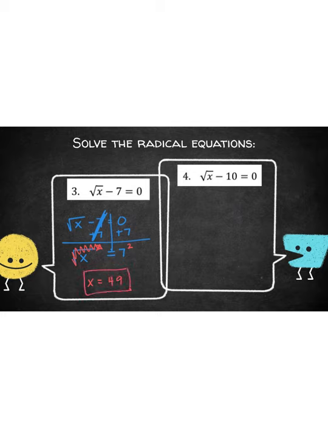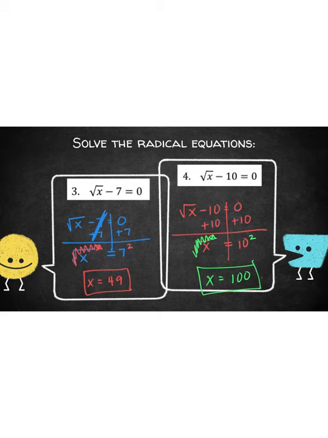Okay, we're going to do the same thing with number 4. So I have x under my radical minus 10 equals 0. First we have to get rid of minus 10. So I'm going to say plus 10 on both sides. Now I'm just left with my x under my radical over here, and 0 plus 10 is 10. Now to get rid of that radical, I'm going to have to square it. If I square that side, I also have to square this side. That gets rid of this right here. Now I'm just left with x equals, and 10 squared is 100. That's 10 times 10, which gives you 100.